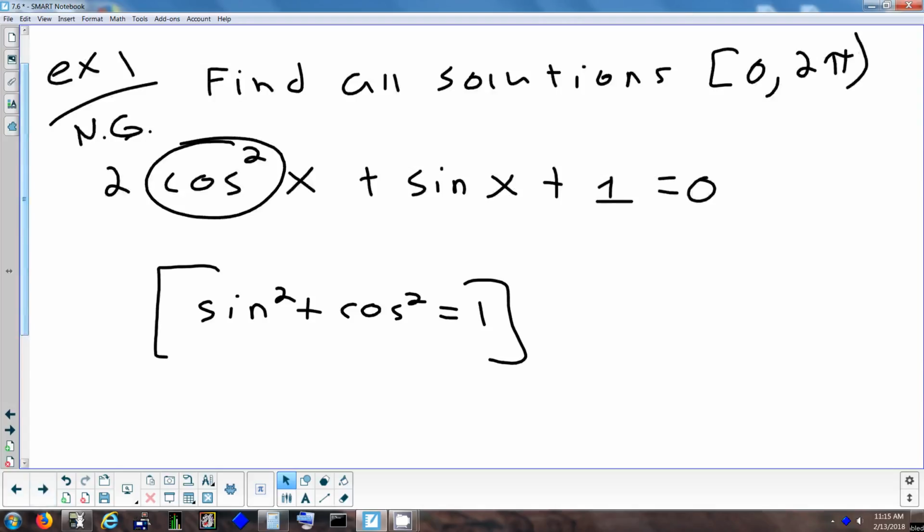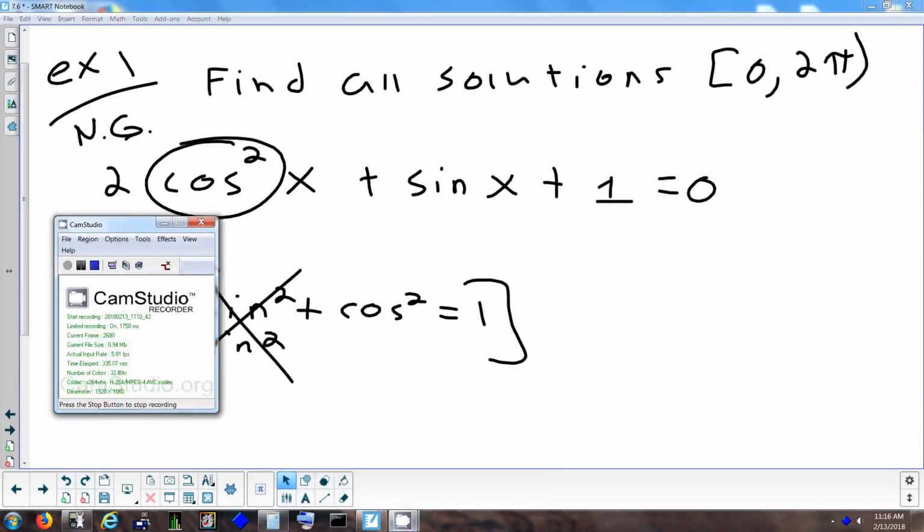So what I want to do is use that to change this. I want to rewrite cosine squared. So the way I'm going to do it is I'm going to use this identity. And what could I subtract from each side that would get this by itself? Subtract sine squared.